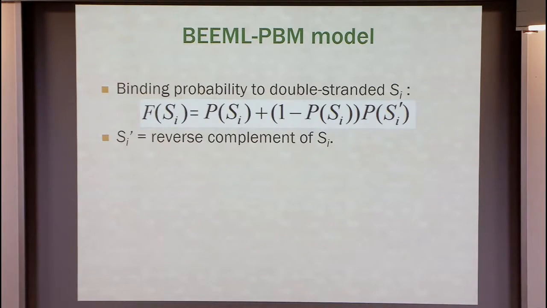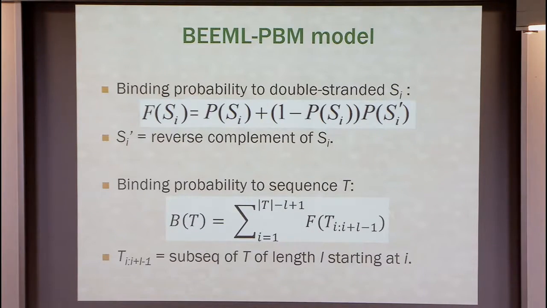Now we should also consider the reverse complement, the double-stranded nature of DNA sequence. So the binding probability to double-stranded S_i is the probability of binding to S_i plus the probability of not binding to it, but binding to its reverse complement. So this is incorporated in this equation.